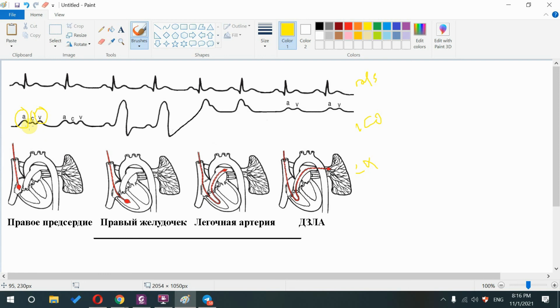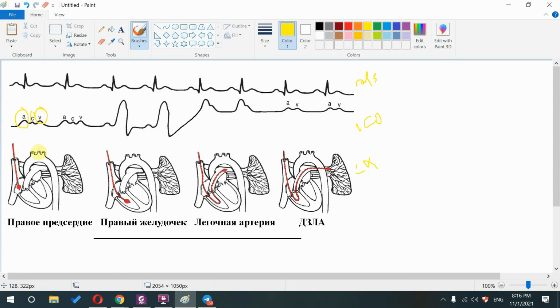Yep, exactly. What about the C wave? It represents which structure going into which structure? Yep, it's ventricular contraction, but the wave itself is created by the bulging of the tricuspid valve inside of the right atrium. Awesome. Okay, the V wave, you know it, it's infilling.